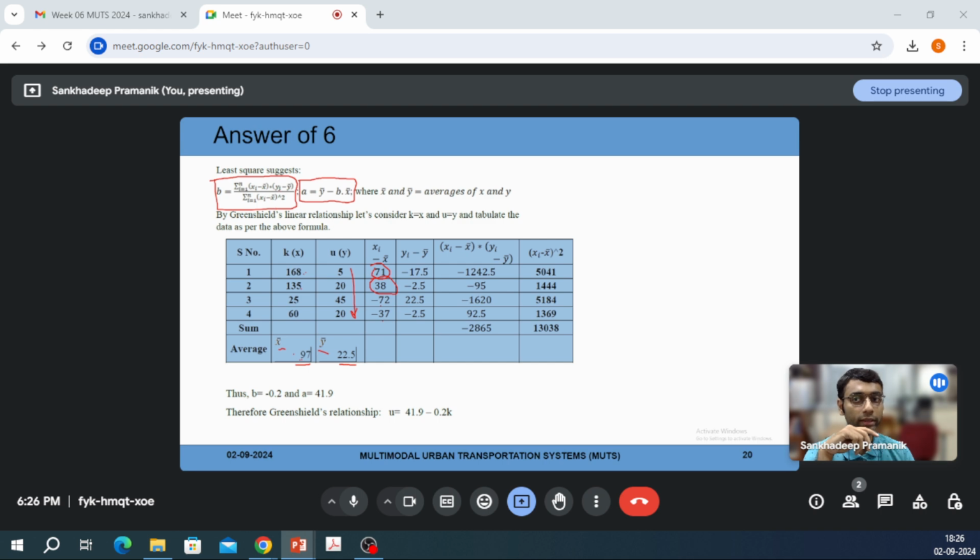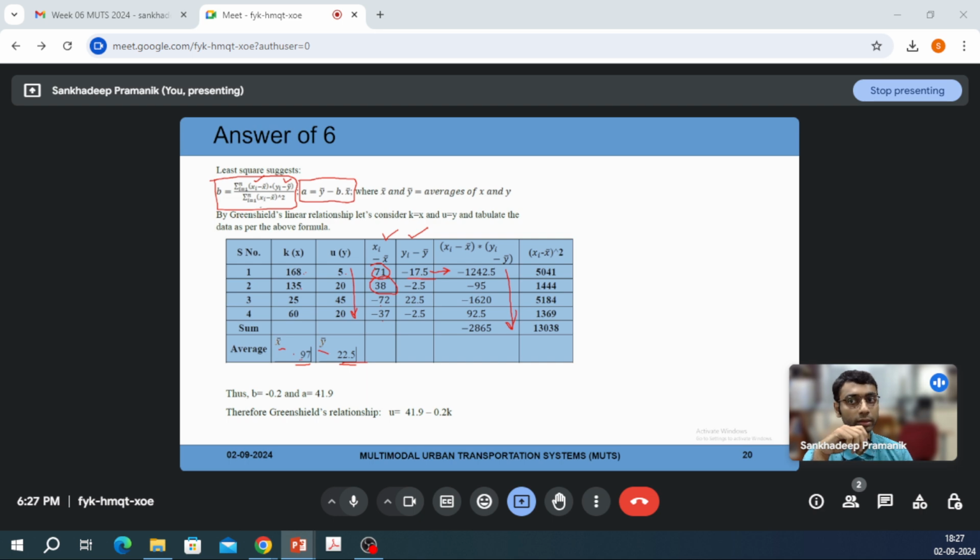And next is yi minus y bar. So y bar you have already calculated and y values are given. So yi is 5 and minus y bar is 22.5, so minus 17.5. These all are with sign. So you have calculated this xi minus x bar and yi minus y bar. Now it is the multiplication of these two. So you need to multiply this column and this column, this 71 into minus 17.5. So we'll get this one.